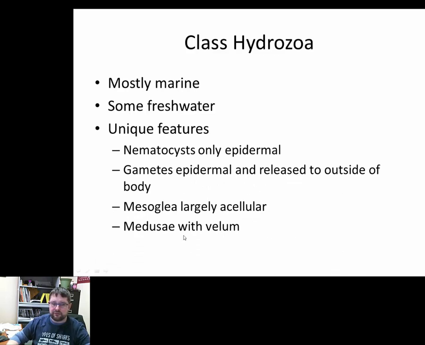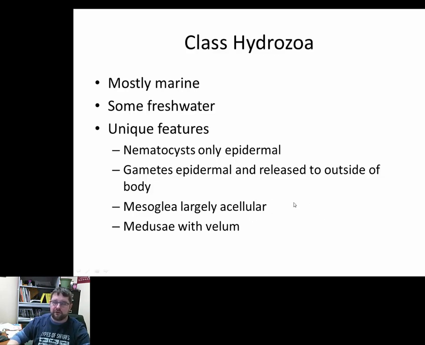The main unique feature is the velum, which is an extra layer. When we were talking about it in lab, I said there's an exumbrella, which is the bell of the jelly, and then there's the subumbrella. When you look at the edge of the subumbrella in hydrozoans, they're going to have a velum, an extra layer of tissue, which often will allow them to close off the bell. So it's kind of unique.